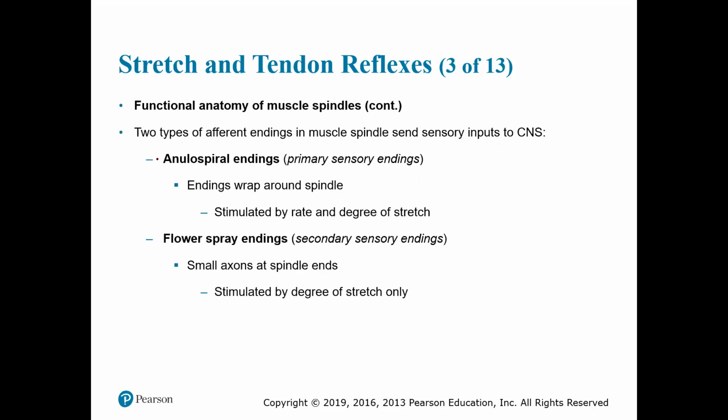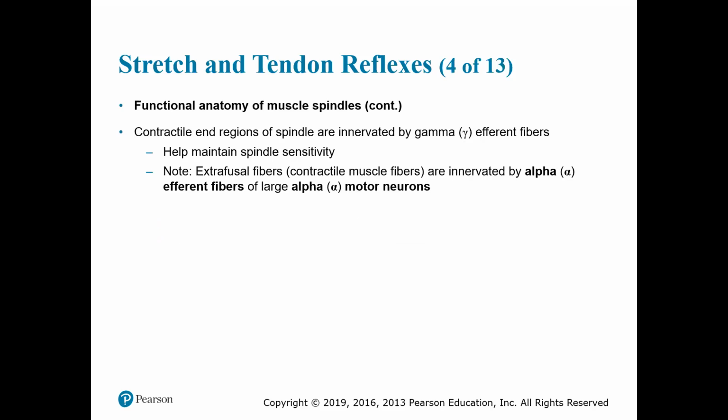Again, you don't have to know the annulospiral or the flower spray endings of this muscle spindle, but definitely understand the intrafusal and extrafusal. And hopefully we'll see a picture soon, because that's really important. So the ends are innervated by gamma efferent fibers. That's the neuron, or the part of the neuron. Extrafusal fibers are the contractile muscle fibers. And these are served by alpha efferents and alpha motor neurons. So alpha motor neurons are really what you need to know.